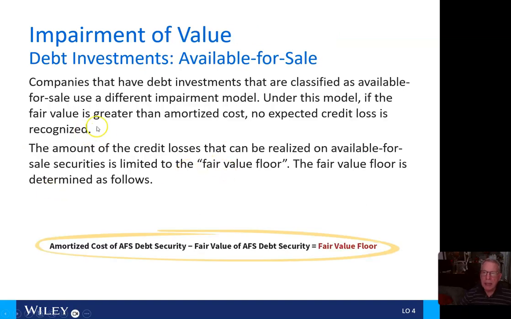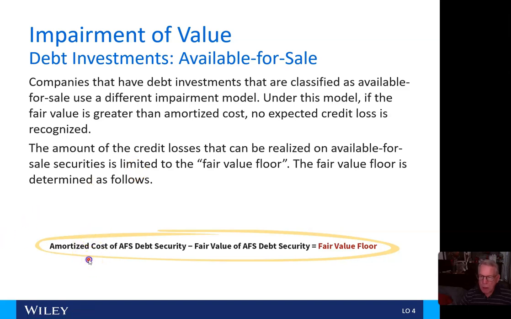Now, debt investments available for sale impairment values. Here, the companies that have debt investments that are classified as available for sale use a different impairment model. Under this model, if the fair value is greater than the amortized cost, no expected credit loss is recognized. The amount of the credit losses that can be realized on available for sale securities is limited to the fair value floor. The fair value floor is determined as follows.